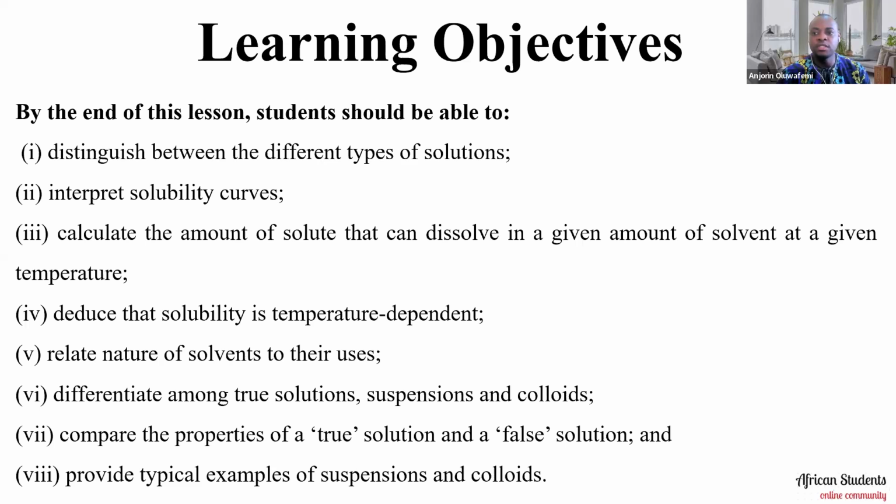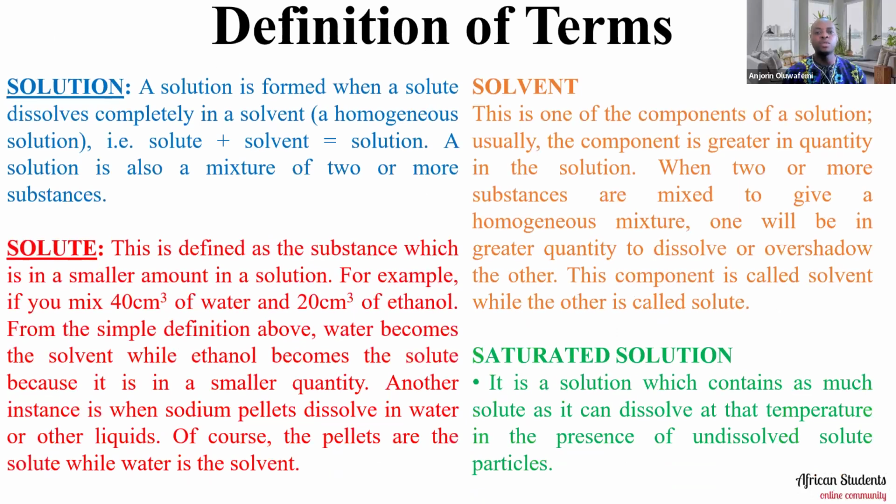Okay, without wasting much time, let's jump into the lesson for today. The first thing that we need to do is to define some terms. I've made out certain technical terms that we need to look at and also their definitions. So we'll look at them one after the other, and we will talk through them. The first definition is solution. A solution is formed when a solute dissolves completely in a solvent. That is a homogeneous solution, where we have solute plus solvent equals solution.